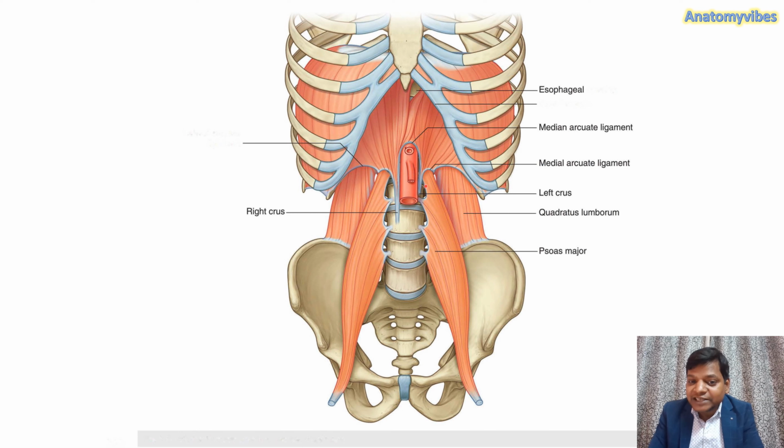Here we can nicely see the median arcuate ligament. Behind that is the aortic opening and you can see the aorta is passing.